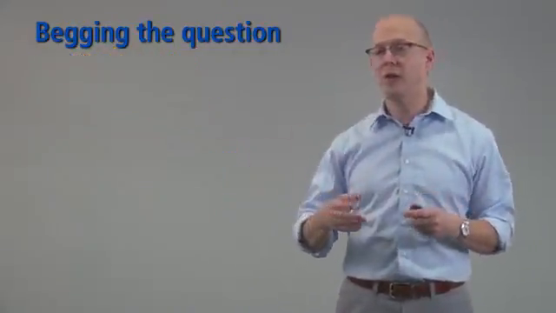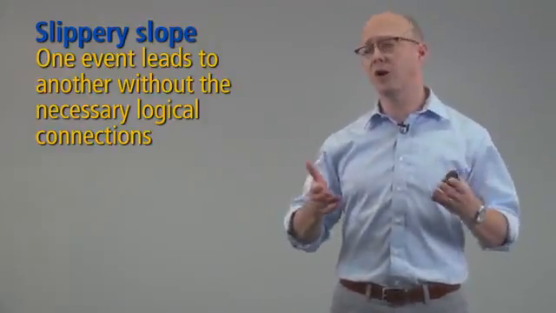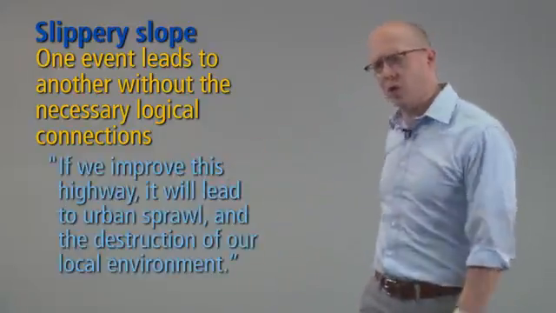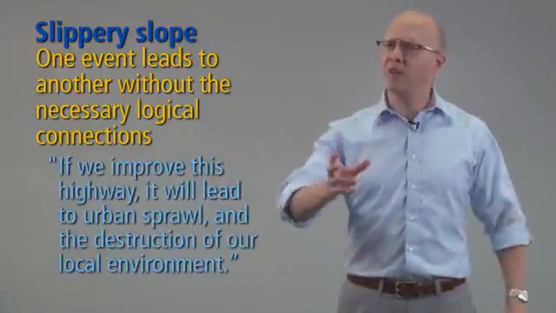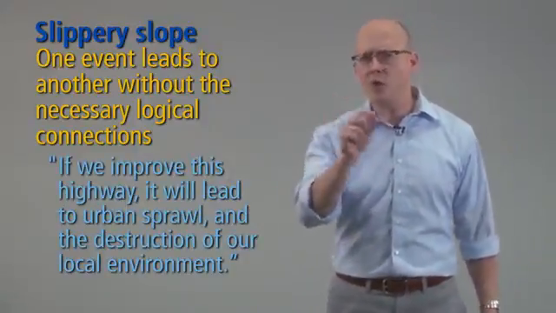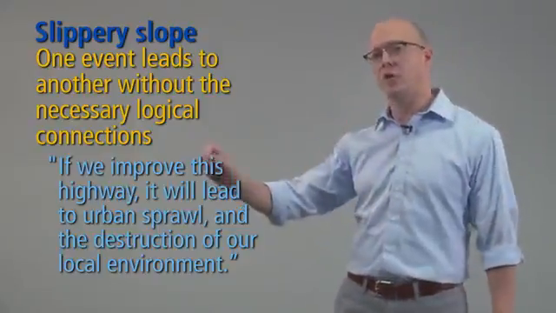Another fallacy of claim would be slippery slope reasoning. In slippery slope reasoning, one event leads to another, to another, to another, without the necessary logical connections. We hear these arguments a lot in terms of development. So if we improve this highway, it will lead to urban sprawl and the absolute destruction of our local environment. Well, pump your brakes there, Chief, because you went from 0 to 60 pretty doggone fast. Each one of those probably requires separate proof. If we improve this highway, it will lead to urban sprawl.